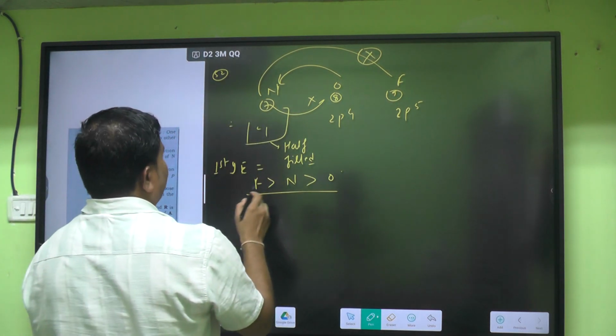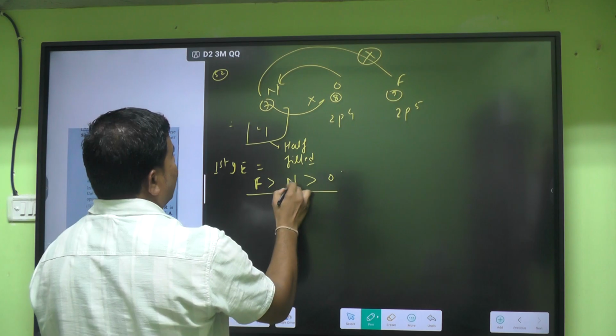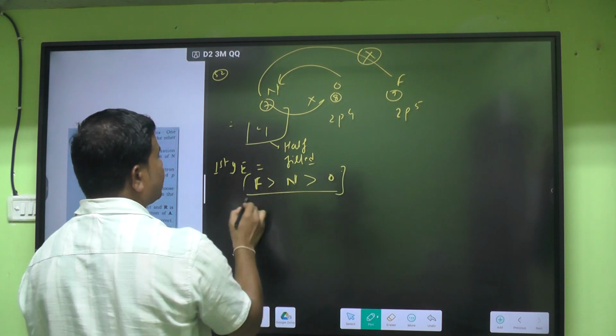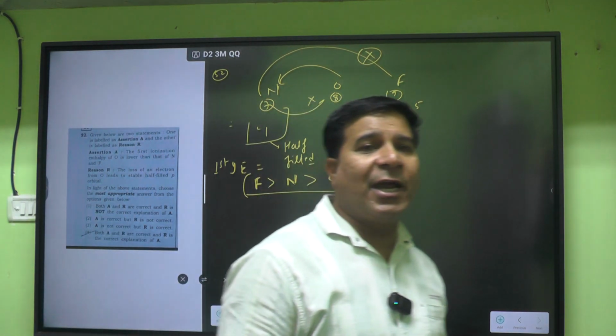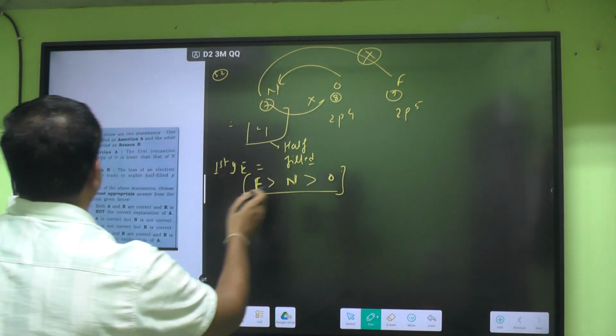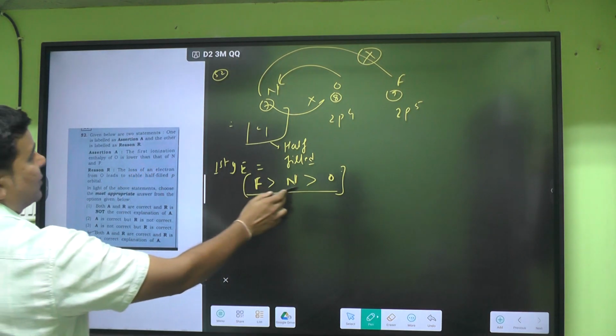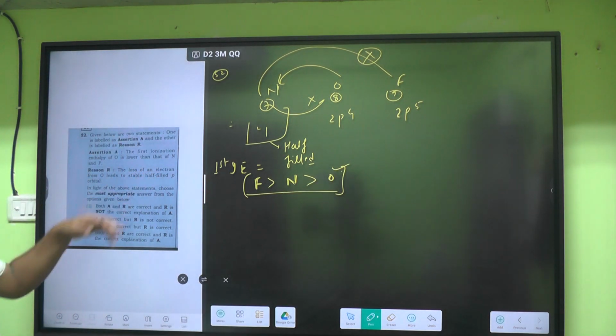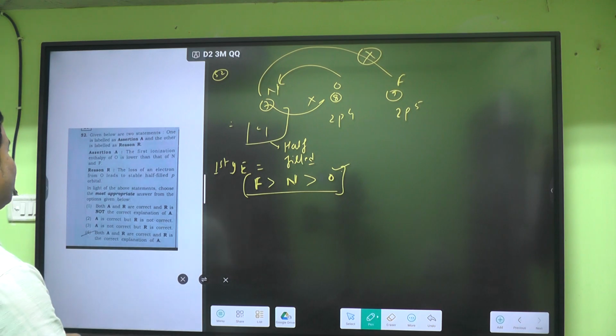Remember, the first ionization enthalpy order is fluorine, nitrogen, oxygen. So oxygen is lower than nitrogen. That is a correct statement. Second, the reason: the loss of an electron from oxygen leads to a stable half-filled p orbital.